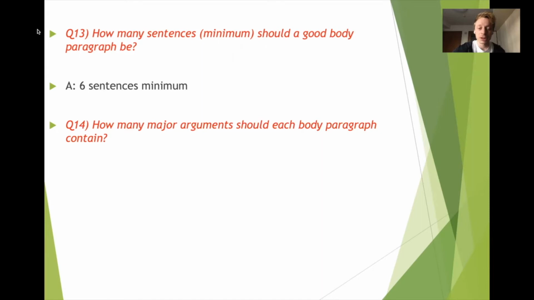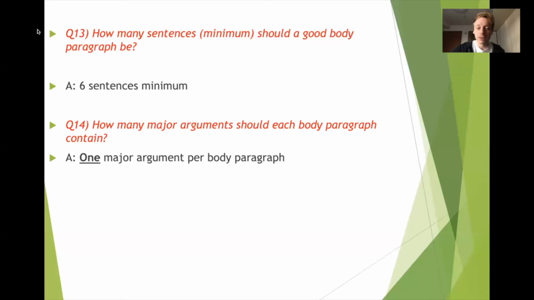How many major arguments should each body paragraph contain for your essay? Okay, so don't get confused. There's 3 body paragraphs, but there's 1 major argument per body paragraph. So each body paragraph centers on 1 point.